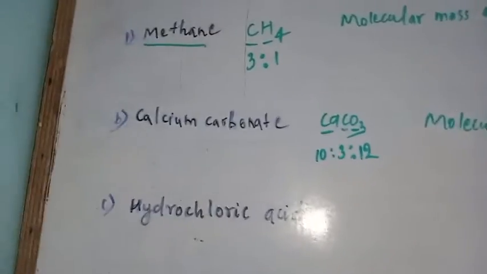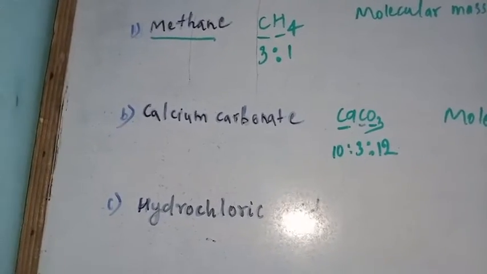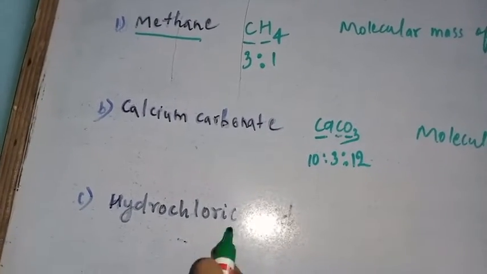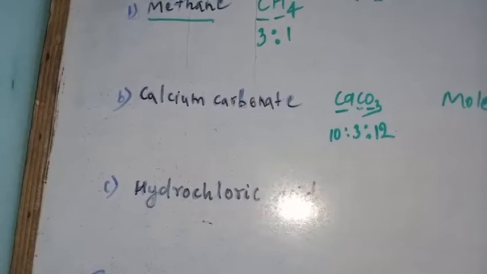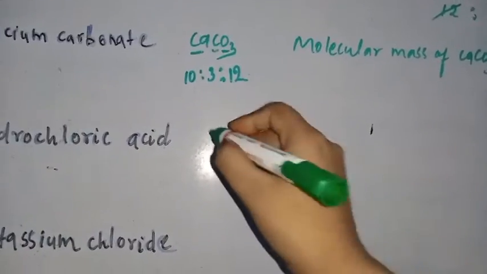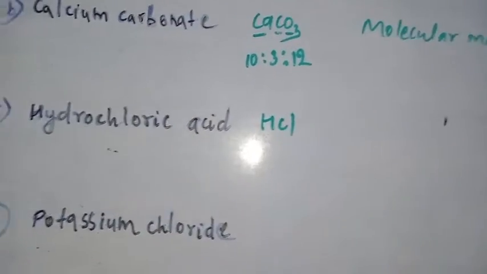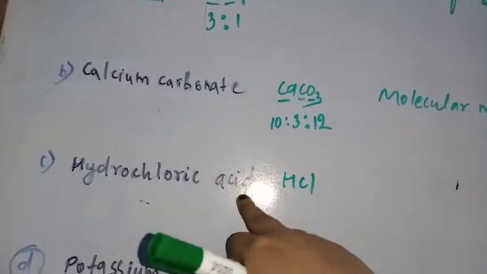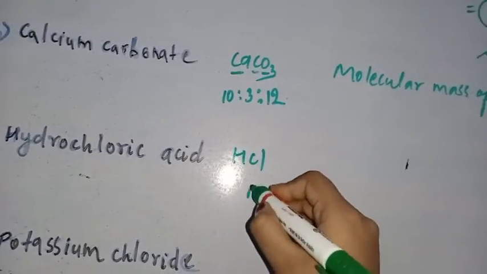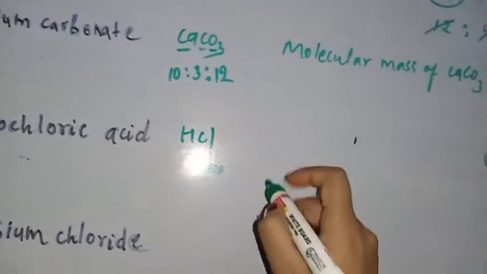Okay. Now, hydrochloric acid. Hydrochloric acid formula is HCl. It is also called hydrogen chloride. So, hydrochloric acid.